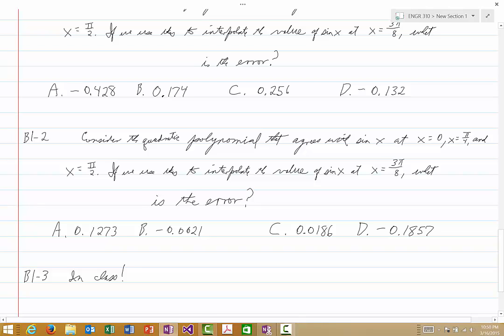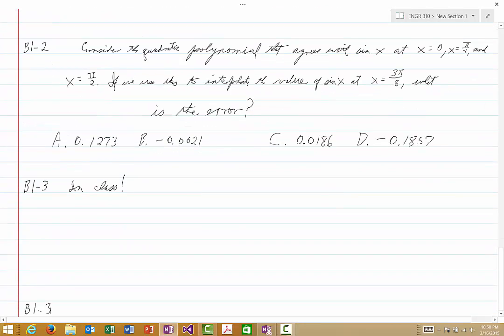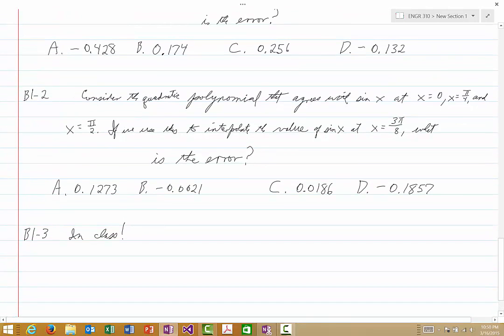And then finally, problem B1-3 will be given to you in class. So I strongly encourage you to go ahead and try to do these problems, B1-1 and B1-2, at home, and then there will be one more on the quiz in class. So that's it for lecture B1, and good luck.